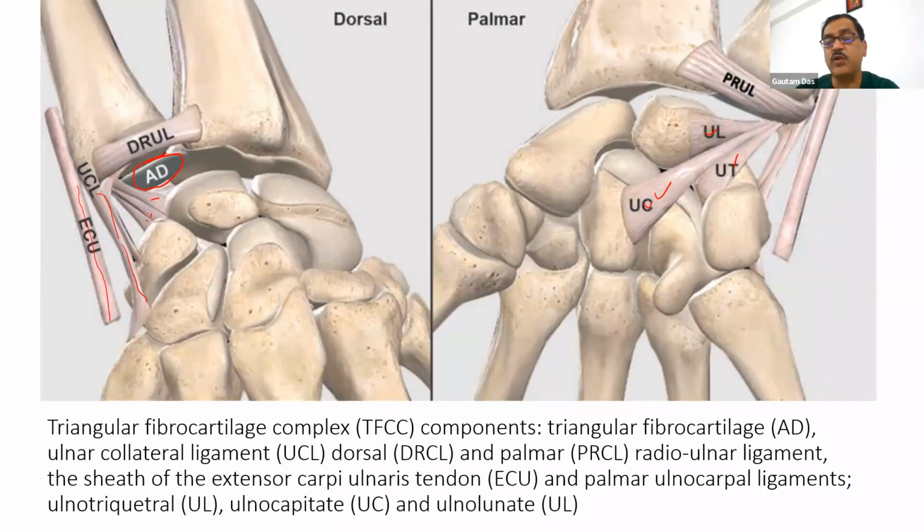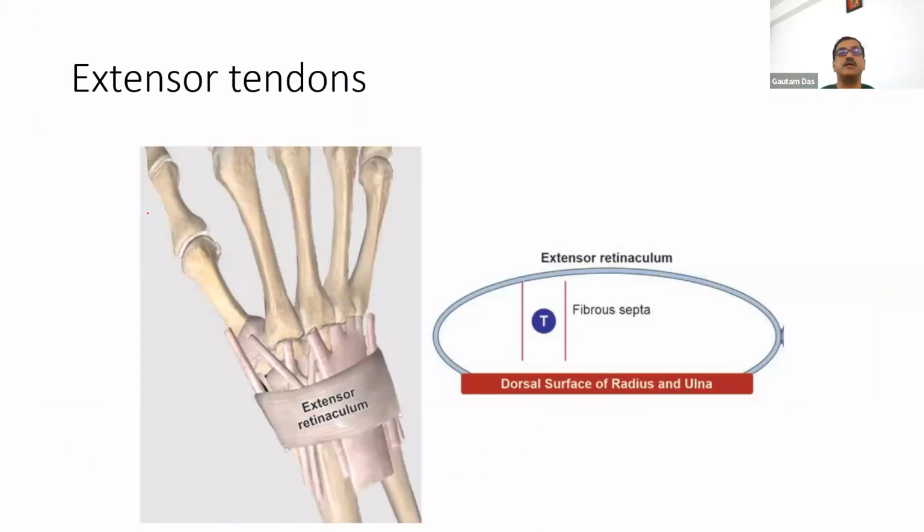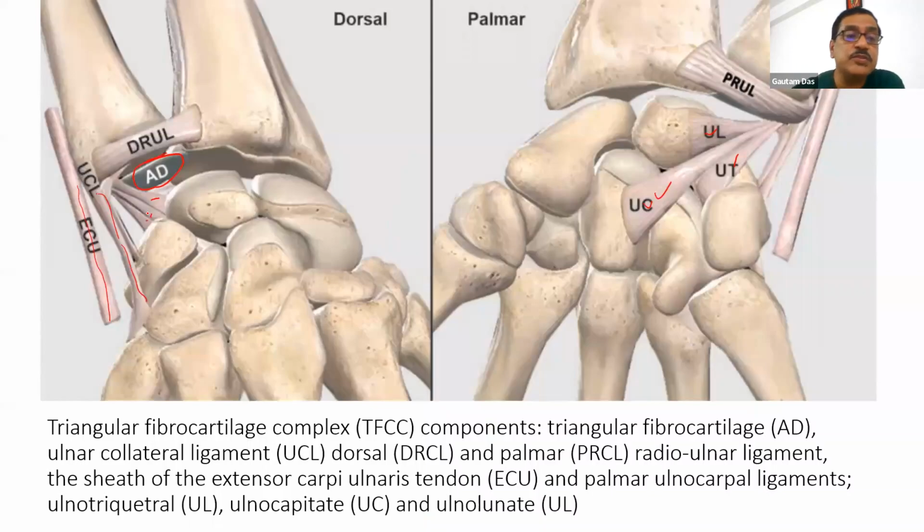But again, the triangular fibrocartilaginous complex is better evaluated with an MRI rather than ultrasound. The most important cause is this projection on the lateral side, which does not allow us to look nicely at the triangular fibrocartilage. And triangular fibrocartilage and triangular fibrocartilaginous complex.